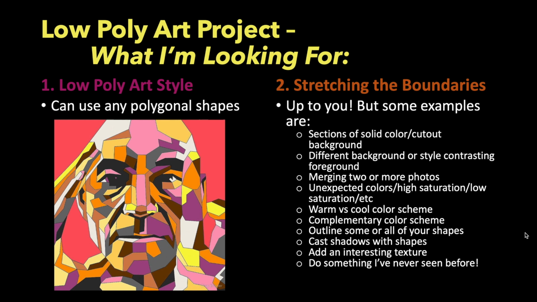You could outline some of your shapes or all of your shapes, like in this little example here. You could cast shadows with certain shapes or all of them, totally up to you. You could add an interesting texture as an overlay over the entire thing. Do something that no one's ever seen before. That's kind of impossible, but try. Push yourself. We want to be creative here. That's the point of art, to be creative.